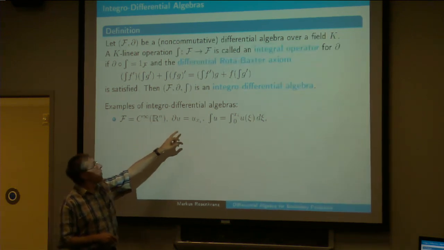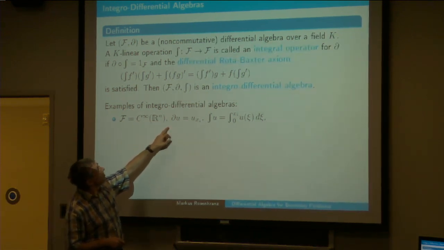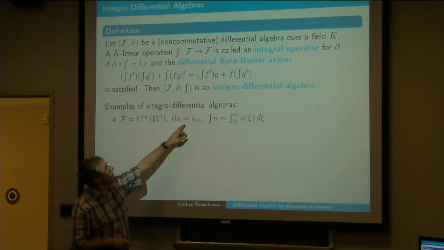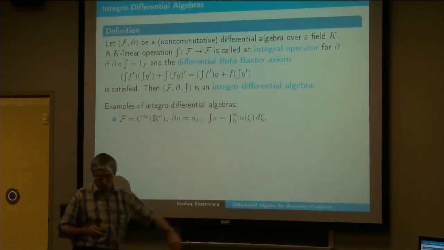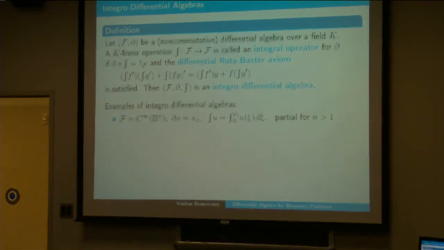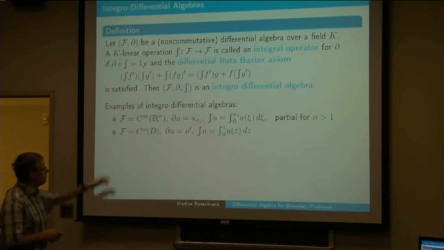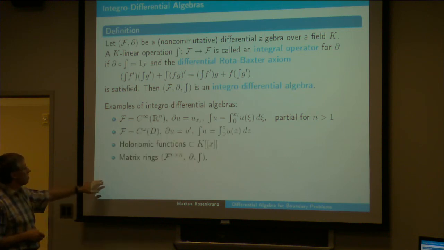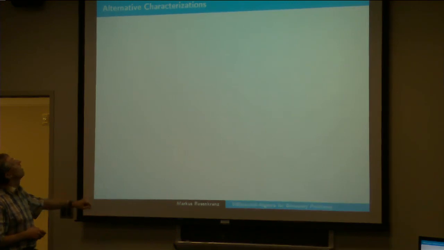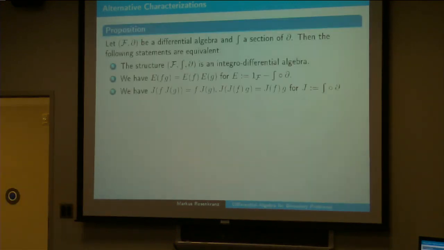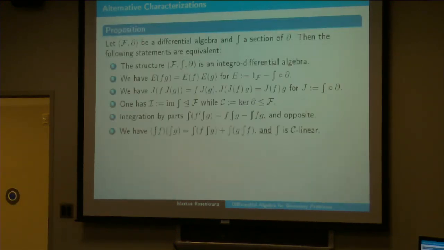Okay? Because now I have, this should be indexed. I have more derivations and I also have more Rota-Baxter operators, and that's an example of a partial differential, partial integral differential algebra if n is greater than 1. And I think I mentioned this already, so I won't go through this again. So also I mentioned this one. No, I didn't quite.